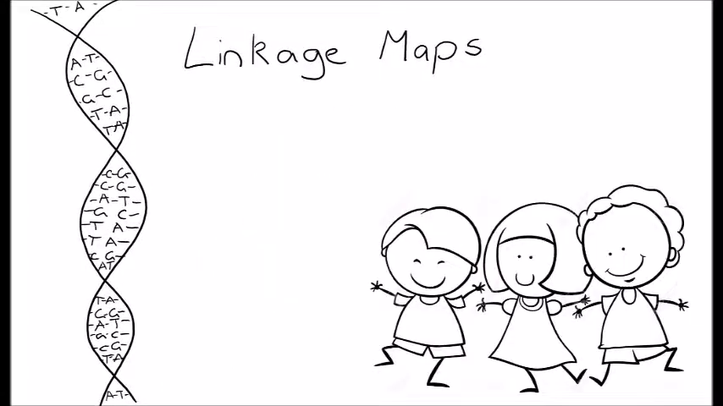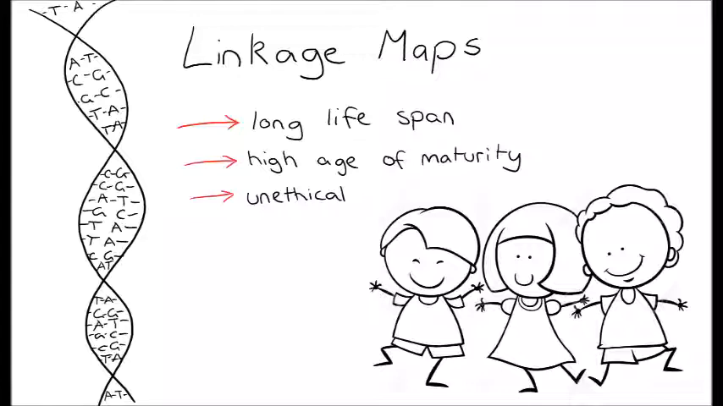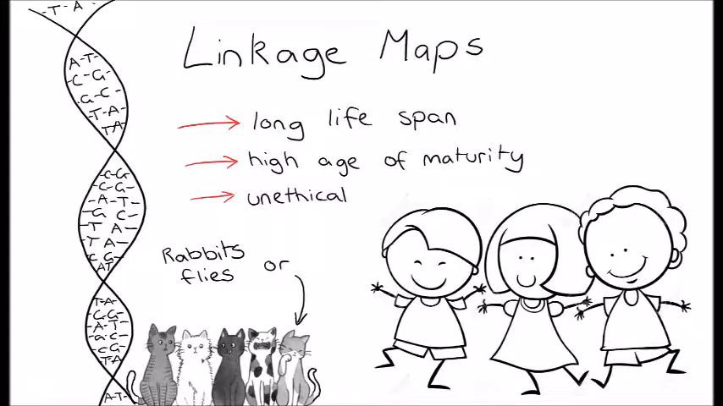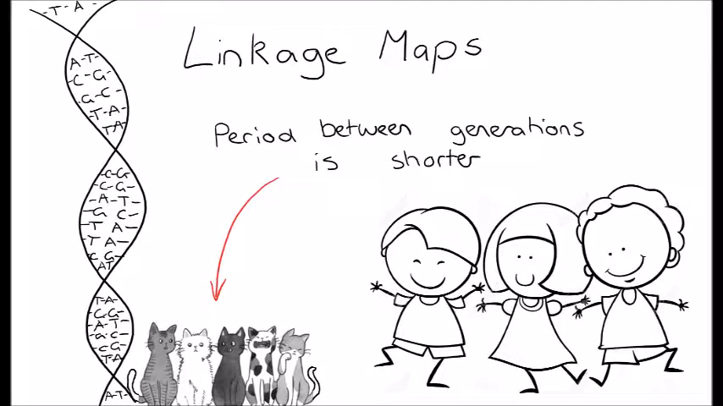Using linkage maps to map the human genome would be almost certainly impossible. The long lifespans of humans and high gene maturity means that experimentation would take too long and would be considered unethical. Linkage maps are useful to locate the genes of organisms with short life and reproductive cycles, for example rabbits and flies. As linkage maps are reliant on the testing of more than one generation, these organisms are useful as the period between generations is short and results can be gained at a faster rate.